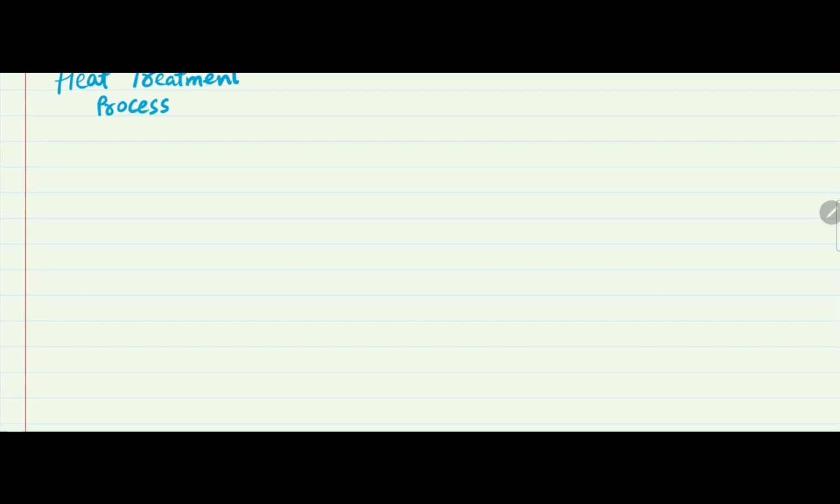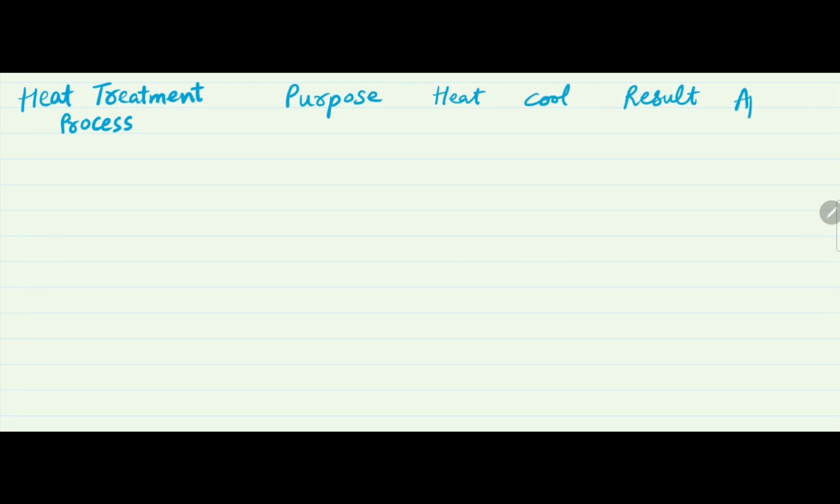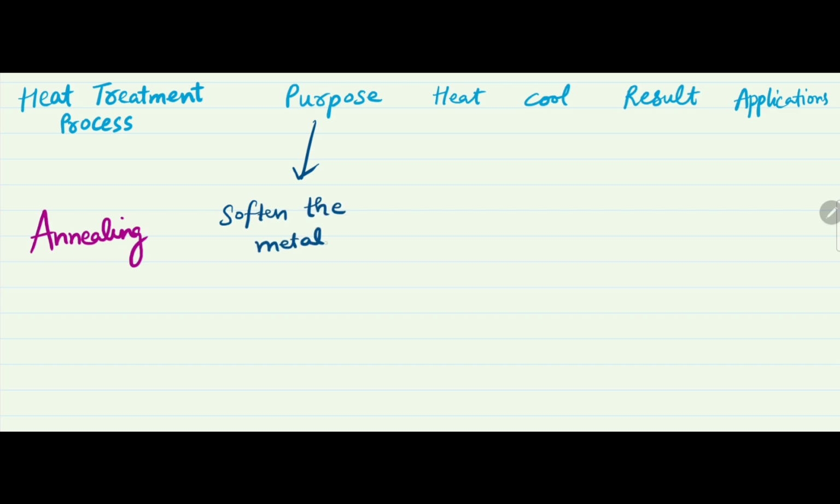Let us understand five different heat treatment processes. For each process, we'll have five simple questions. Why is it done? The purpose. How is the metal heated? Heating. How is it cooled? Cooling. What properties does it gain? The result. And where is it used? The applications. Let's start with annealing.